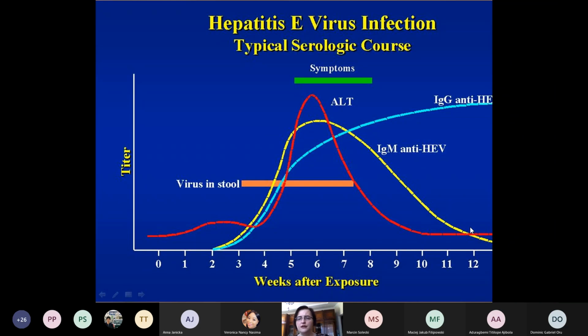Alanine aminotransferase is very high. Immunoglobulin A appears, for example, in the second week of the disease, with a climax in the 6th week, about months after the starting of clinical, of prodromal period symptoms, and also immune IgG anti-HEV will stay a lifelong.